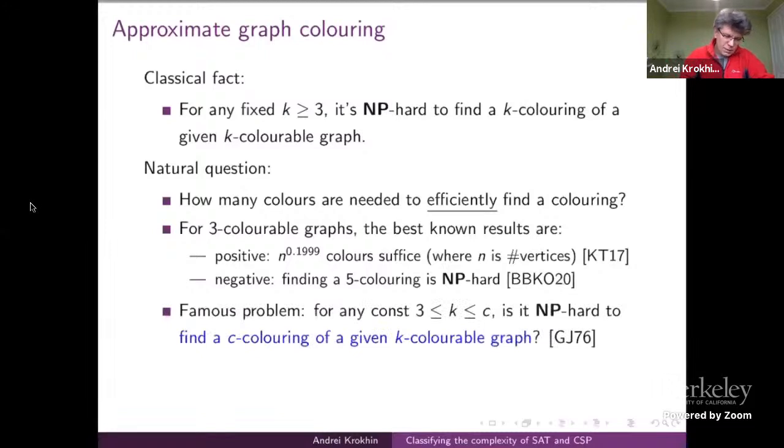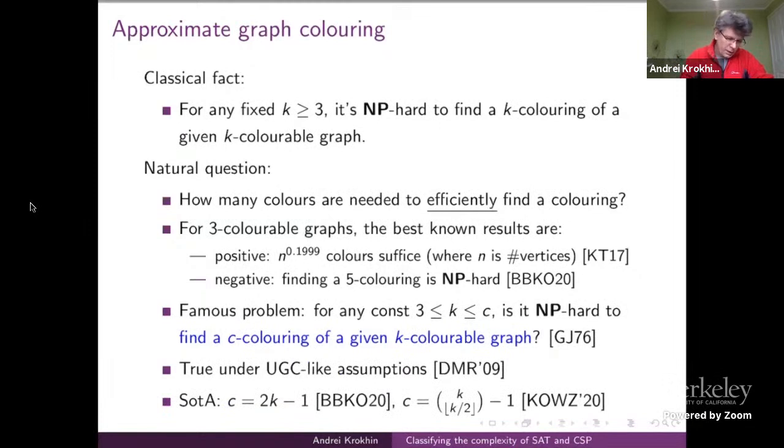So it was suggested, I think, even by Garey and Johnson in the 70s, that this is NP hard: given a k-colorable graph, finding a c-coloring for it is NP hard for any constant c. This problem is largely open. Actually, this was shown to be true under some assumptions, which are like the unique games conjecture, but not quite. Some variation of the unique games conjecture.